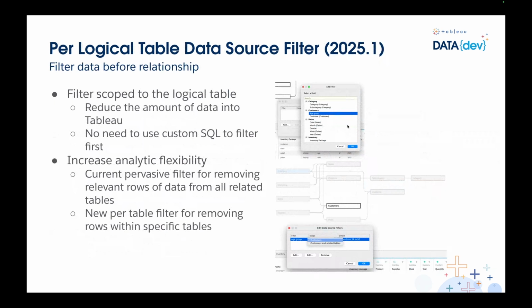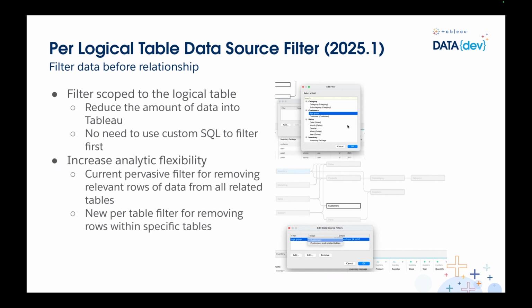So another thing that we're also doing in the Tableau semantic layer, or Tableau published data source, coming in the next release next year, is the ability to do a data source filter. Today, when you perform a data source filter, Tableau removes not just the row of data from the table that the filter is working on, but also all the relevant rows from all the other tables. So we call it a pervasive filter.